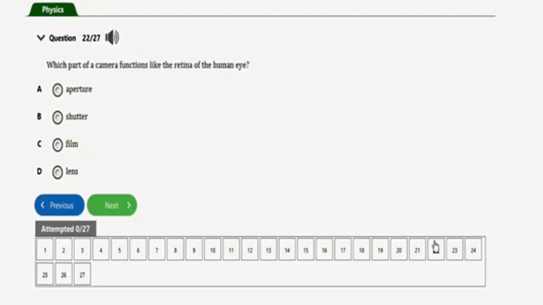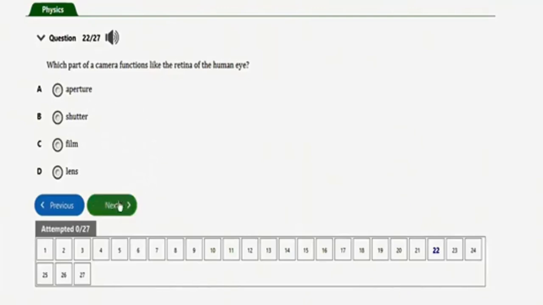Next question is this one. It says, which part of a camera functions like the retina of the human eye? So the correct option to this question is option C, which is the film.